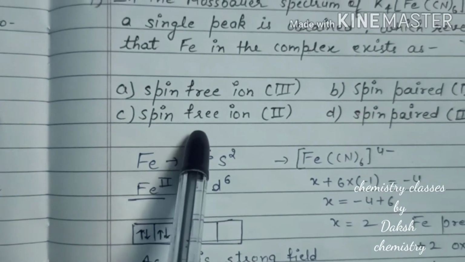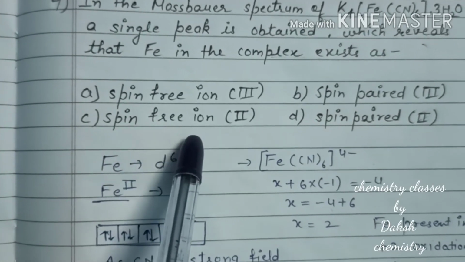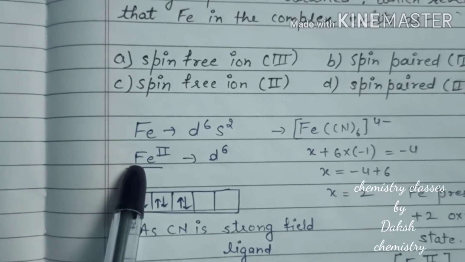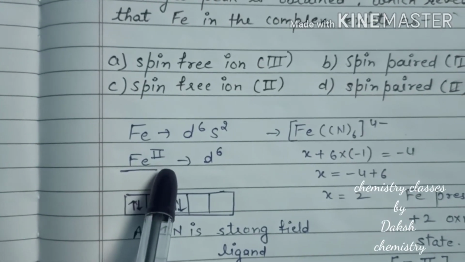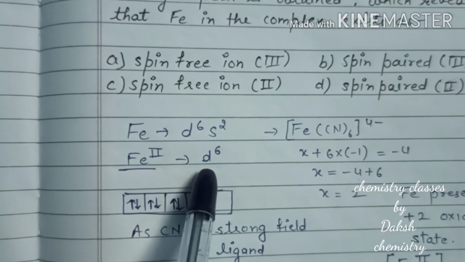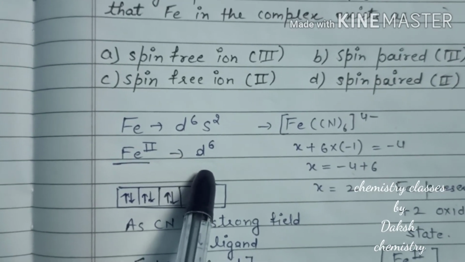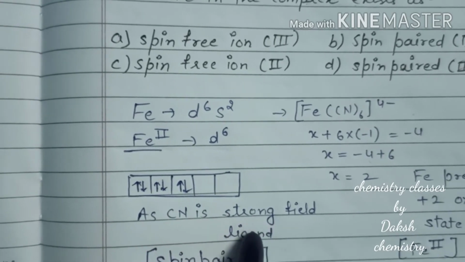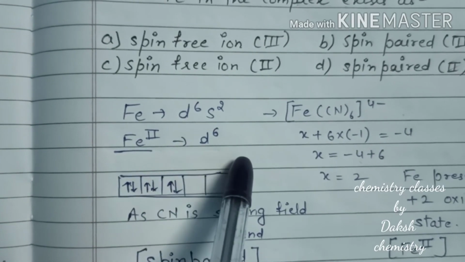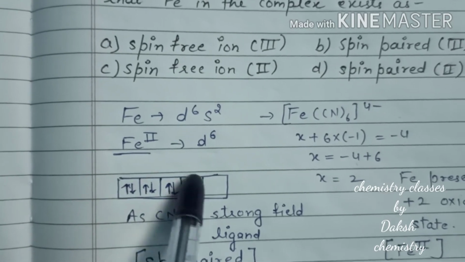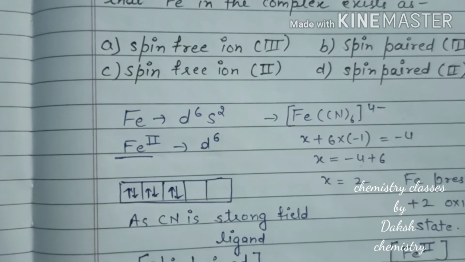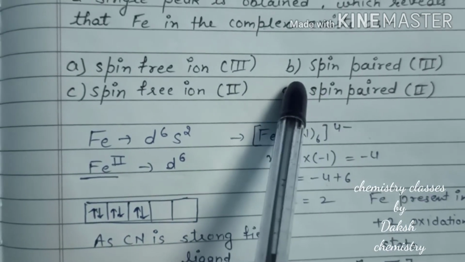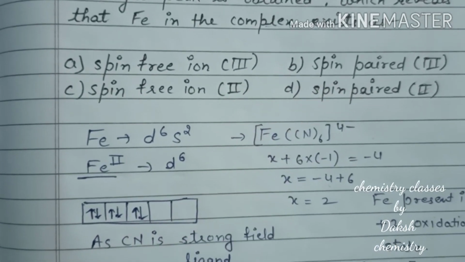Now calculate whether it is spin-free or spin-paired. In the +2 oxidation state of iron, 6 electrons are present in the d orbital, and due to the strong field ligand, as CN- is a strong field ligand, pairing of these 6 electrons occurs. So it is spin-paired in the +2 oxidation state. Our fourth option is the correct option.